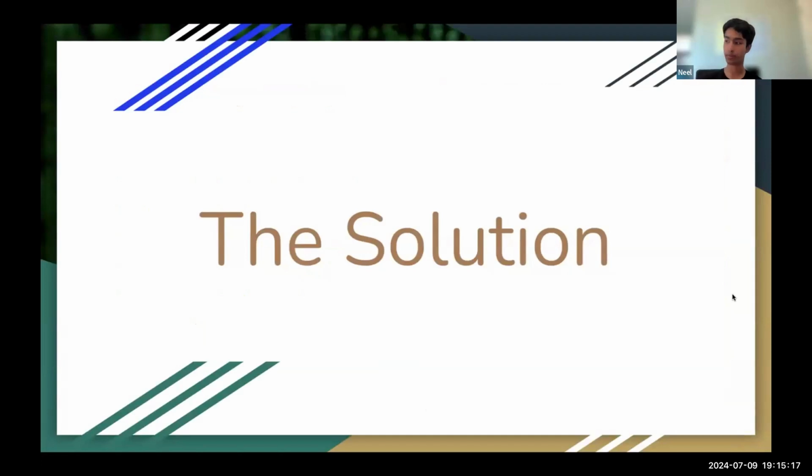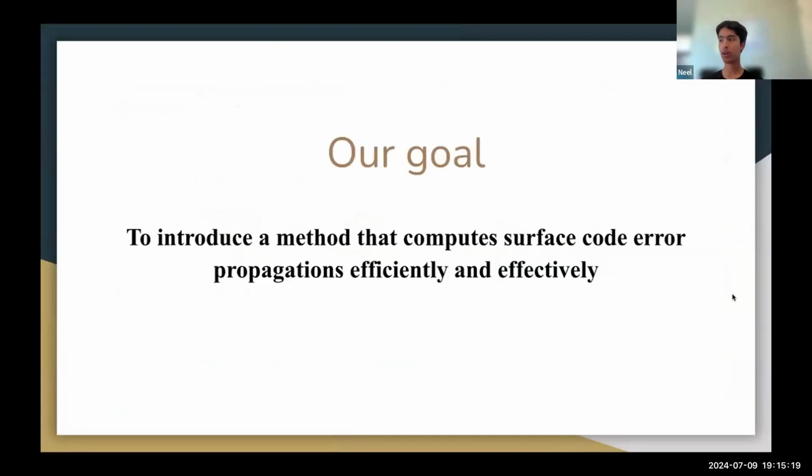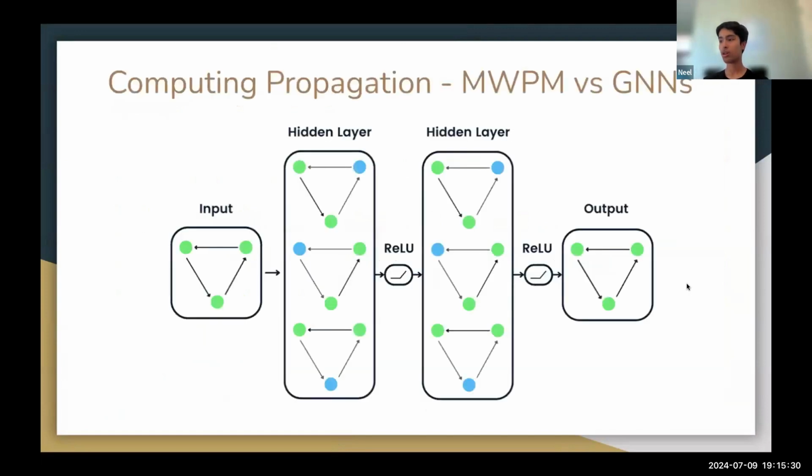Now, the solution. Our goal is to introduce a method that computes surface code error propagations efficiently and effectively. Now, computing propagation, MWPM versus GNNs. The minimum weight perfect matching, or MWPM algorithm, is the most popular algorithm to decode the surface code.